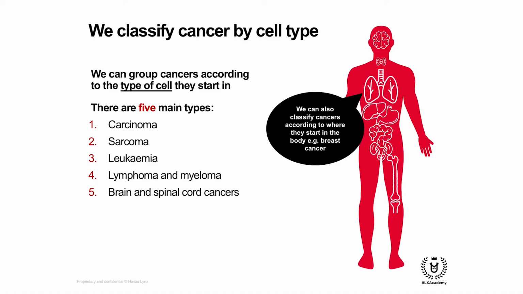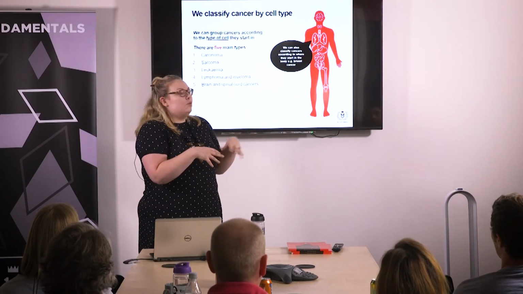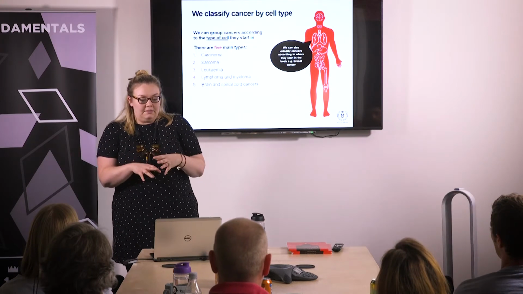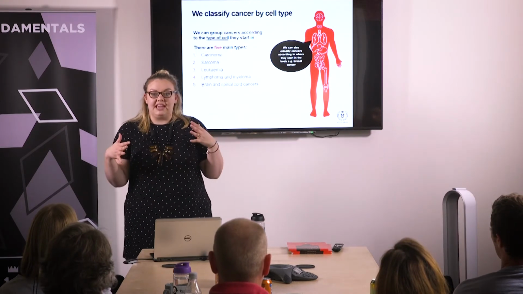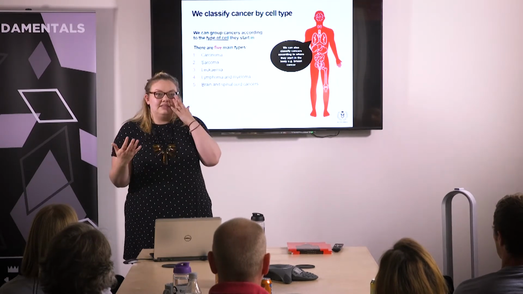The way that we classify cancer, as I said, it's a broad spectrum of more than 100 diseases, but we actually classify cancer by the type of cell that it occurs in. And there are 5 main types, so carcinomas, sarcomas, leukemias, lymphomas and myelomas, so blood-based cancers, and then brain and spinal cord cancers. But generally, historically, the way we talk about cancers is that we classify them according to where in the body they happen. So you'll be familiar with breast cancer, stomach cancer, liver cancer.